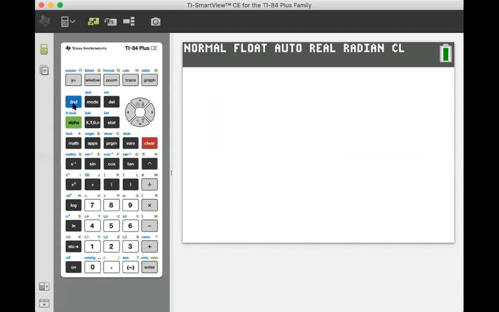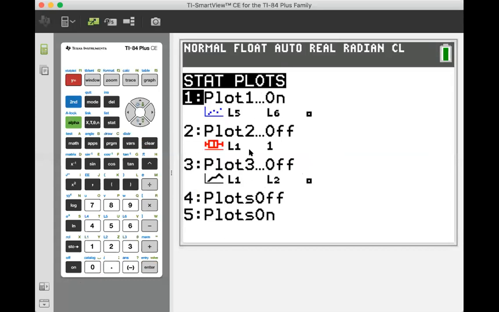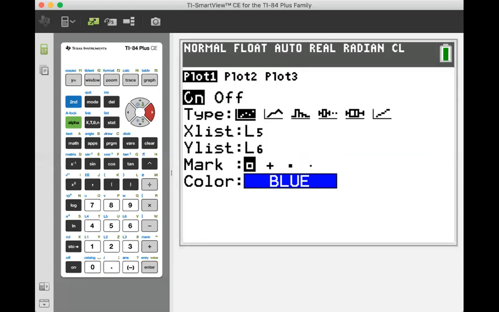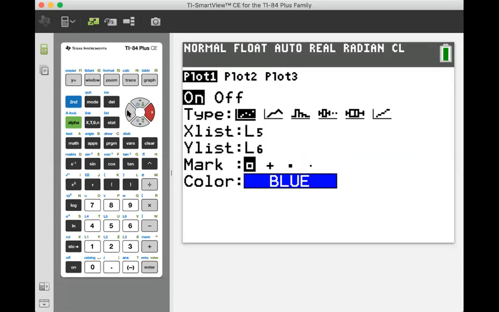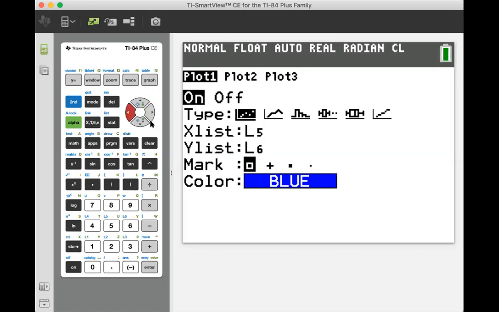Second, to get to plots, we're going to do second y equals. And it shows us the 3 plots. We are going to use plot 1. So I'm going to hit enter. Or I could have hit number 1. We need to make sure that it is turned on. And right now it is turned on because on is highlighted. So if this were turned off, we would have put the blinking cursor over on and hit enter so that we get that highlighted. So it's on now.